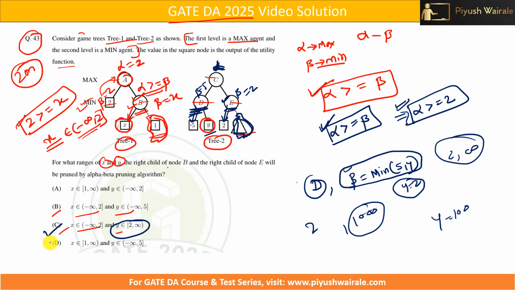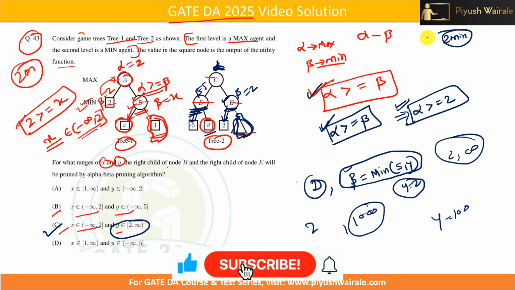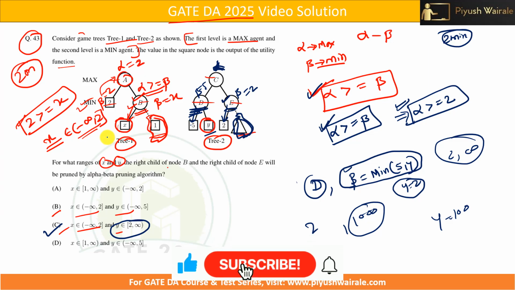Simple question. I have taken this much time to explain the concept, but if you know this particular concept, you can solve this question in less than 2 minutes during the exam. Okay. The most important thing is to understand the concept first. Doesn't matter how many trees they will give, which type of tree they will give, what type of question they are going to ask. In alpha beta pruning, this is the only concept we have.